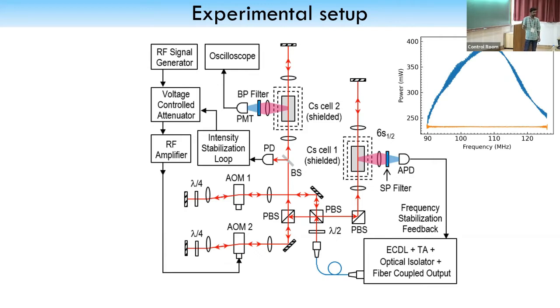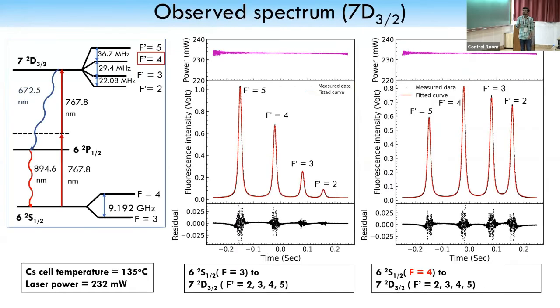From the oscilloscope, we record the sample spectrum, as well as averaging it 4 times and 16 times in the oscilloscope, and then record the spectrum. And this is how our spectra look like. This is for the 7 3/2 excited state. We locked our laser to the F'4 transition. This is for F3 to F'2345, and this is for F4 to F'2345.